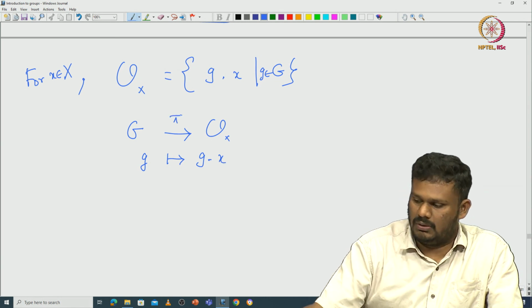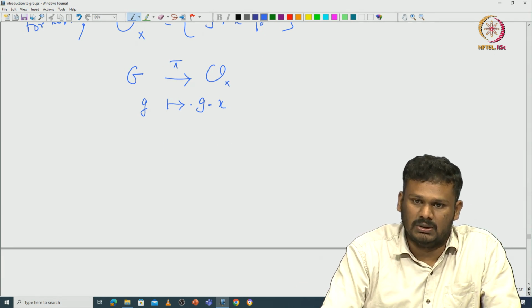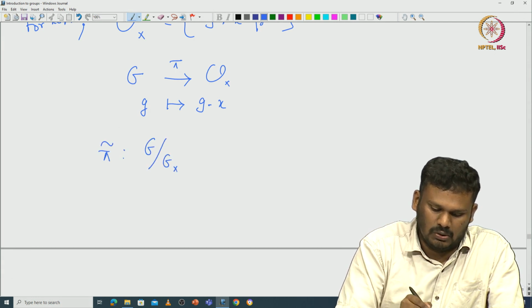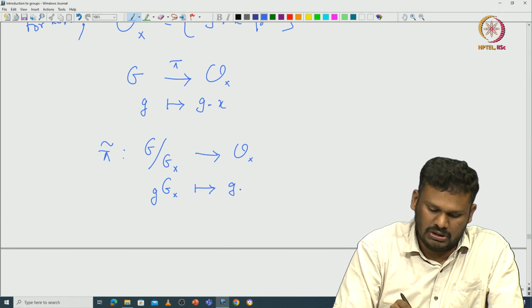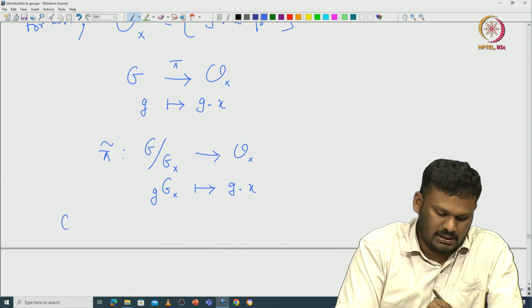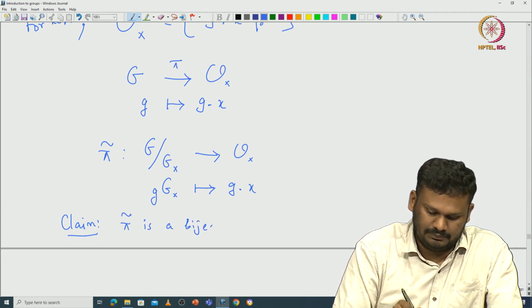Now we are going to say that this pi actually factors through G modulo Gx. That means it induces another map pi tilde, from G modulo Gx to the orbit of x. Again the map is given by the left coset gGx sent to g dot x. So we have to verify this is a well defined map. We indeed prove that this gives you a bijection. Okay, pi tilde is a bijective map.